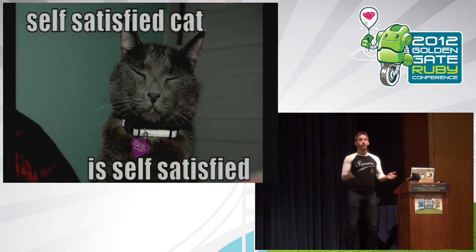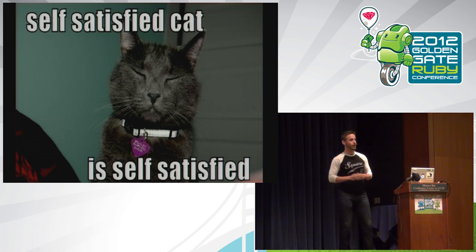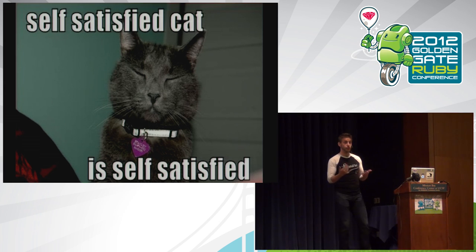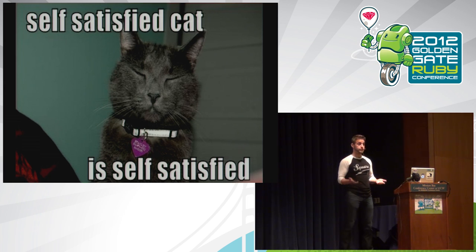So we're up and going. We've got a Rails application, an obligatory cat slide, and most of your features are there. They're not all organized the way you want, but it's working. It's actually bringing in some revenue. You're all set. So what is the problem?